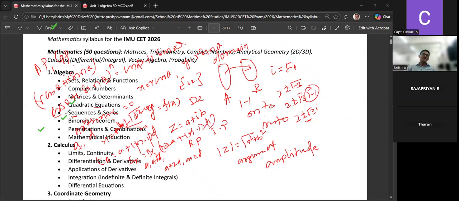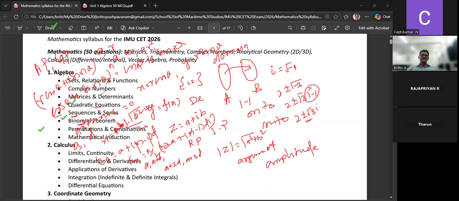Then in GP also, you should know the first term and the common ratio. The first term we denote by small a, the ratio by r. So we write the GP as a, comma, ar, comma, ar square, like this. In GP also we have the sum of n terms and the nth term formula. So this comes under sequence and series.